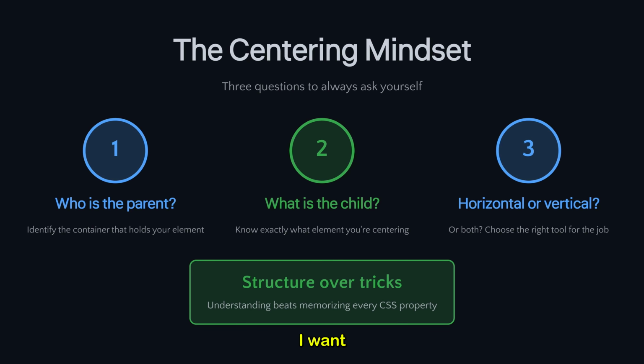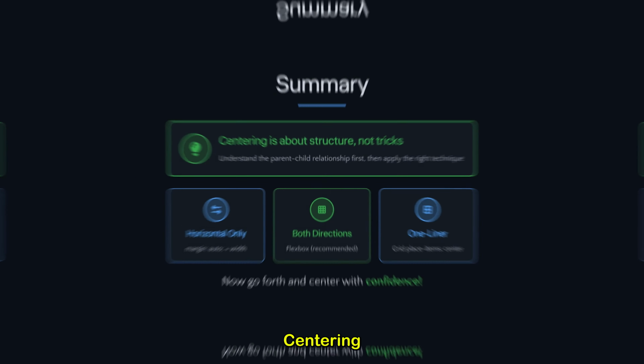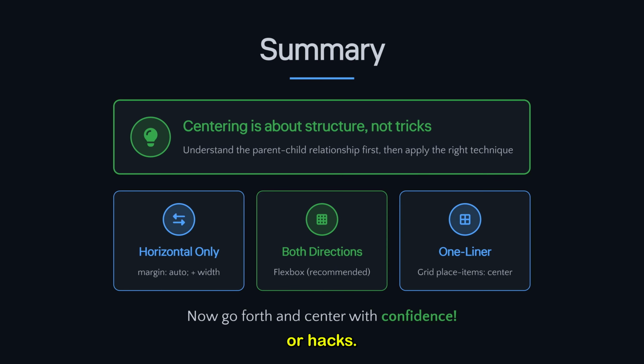Here is the mindset I want you to remember. Don't memorize CSS. Ask simple questions instead. Who is the parent? What is the child? Do I need horizontal or vertical centering? When you think this way, the solution becomes obvious. Centering a div is not about tricks or hacks. It's about structure. Once the structure is clear, CSS becomes predictable. And when CSS is predictable, coding becomes enjoyable.